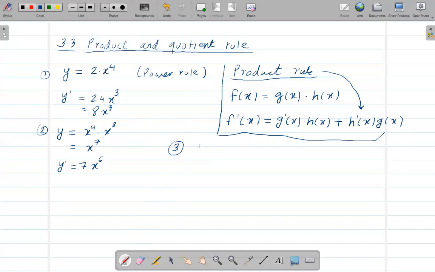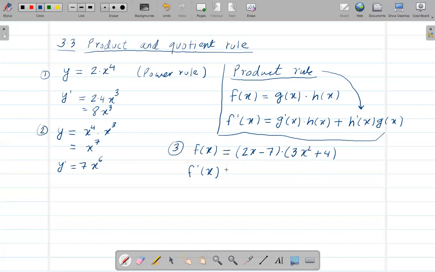Let's say we have f of x equals 2x minus 7 times 3x squared plus 4. All right, so now I can use the product rule here. There are two things, one inside a parenthesis, another also inside a parenthesis. Both of these are multiplying each other, so I can assume that this is g of x, this is h of x, and follow this product rule.